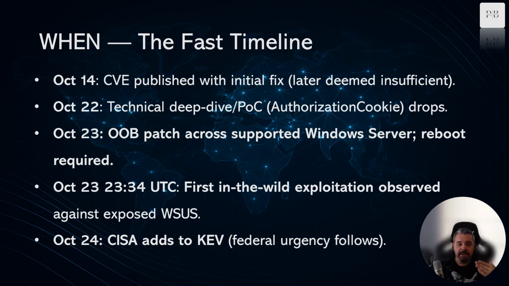In the next 60 seconds, match your logs to five timestamps and you will know if you were in the blast radius. So we have October 14, 2025. Microsoft publishes the CVE and ships the first fix. It turns out to be incomplete, but this is the moment your patch records should show movement. October 22, a public technical write-up and proof of concept lands. That's when scanning spikes. Check perimeter logs from this date onward for hits on ports 8530, 8531. October 23rd, 2025.